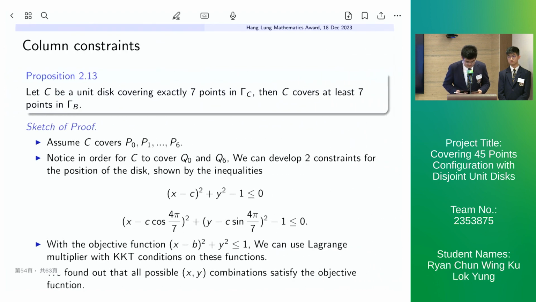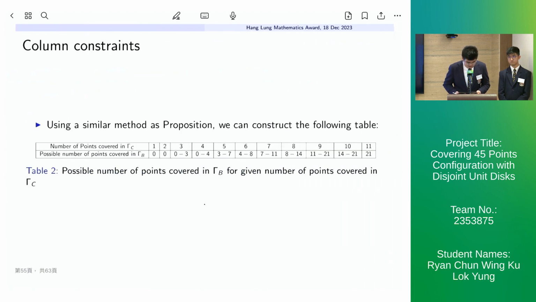First, we can assume the disk is already covering P0 to P6. Notice the constraint of the disk to cover Q0 and Q6 shown. Pairing with the objective function following the assumption, we can then use the Lagrange multiplier with KKT conditions on these functions, which then we can find that all possible results satisfy the original function, hence proving that the disk must cover at least 7 points on gamma B. By calculating other combinations, we can obtain the following table.